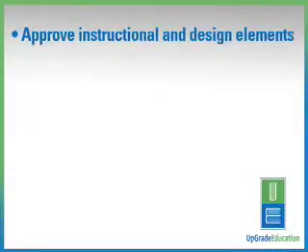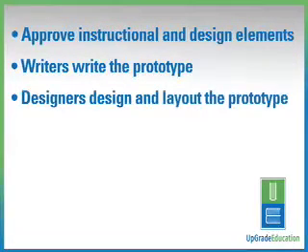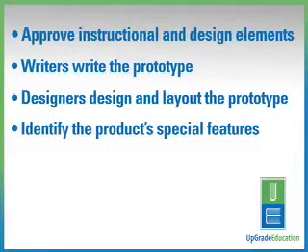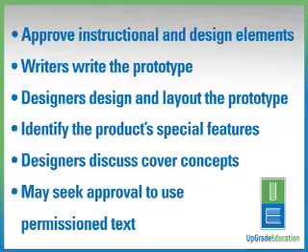Several factors go into developing the prototype. They include: the publisher approves the instructional and graphic design elements. They have writers write the prototype and designers design and create layouts. The publisher then identifies the product's special features. The designers discuss cover concepts. The publisher may begin to seek approval to use permission text, or text that has been previously published by someone else. You would find permission pieces in a literature textbook, for example.